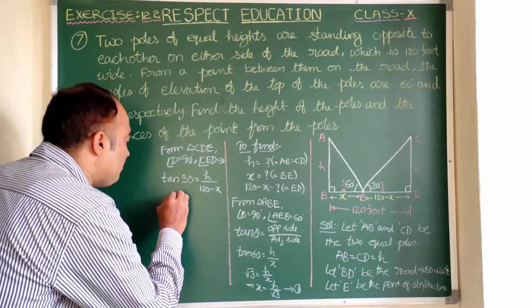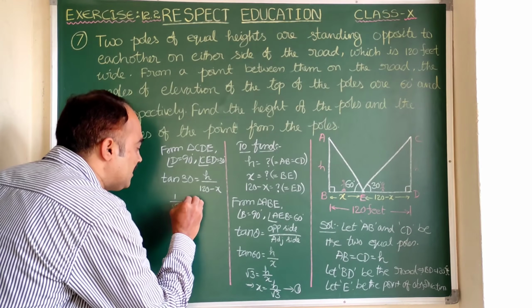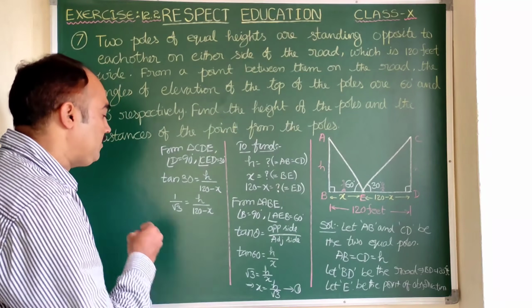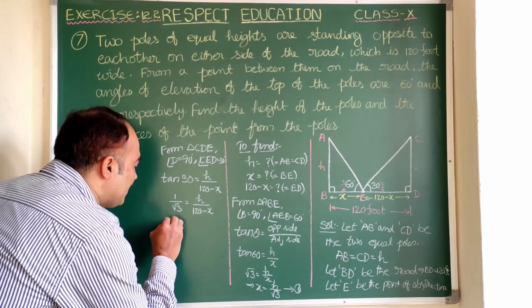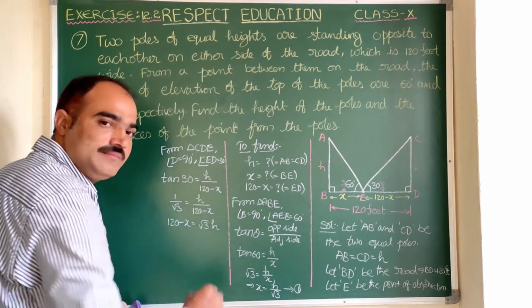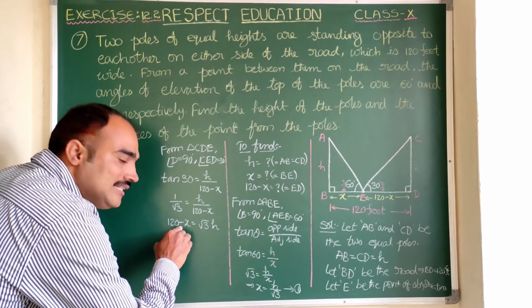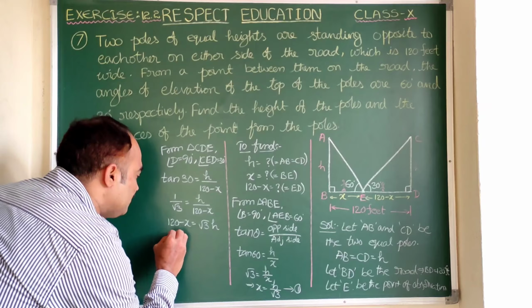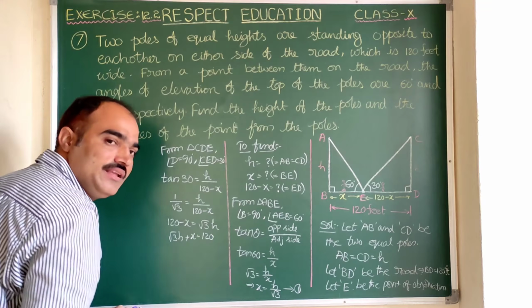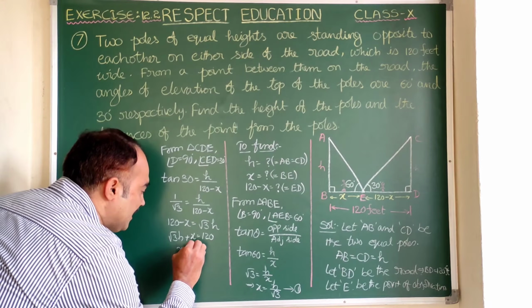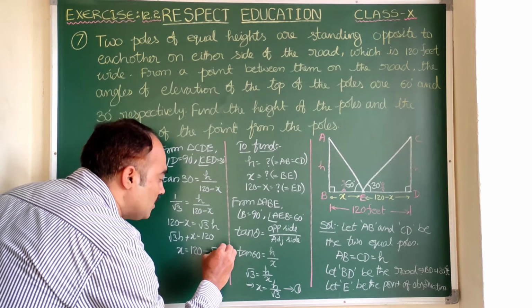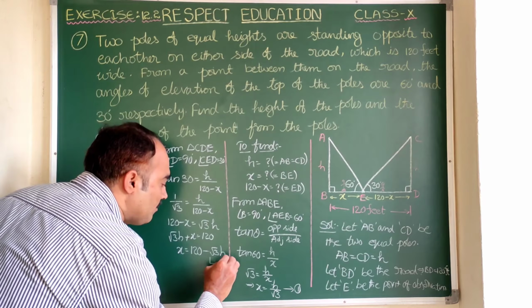As we know, tan 30 is 1 by root 3. So 1 by root 3 is equal to H by 120 minus X. Now let us do cross multiplication. So here 1 into 120 minus X is 120 minus X, which is equal to H into root 3, that is root 3H. From this, let us send this minus X that side. So it becomes root 3H plus X is equal to 120. Now I am finding X. X is equal to 120 minus root 3H.